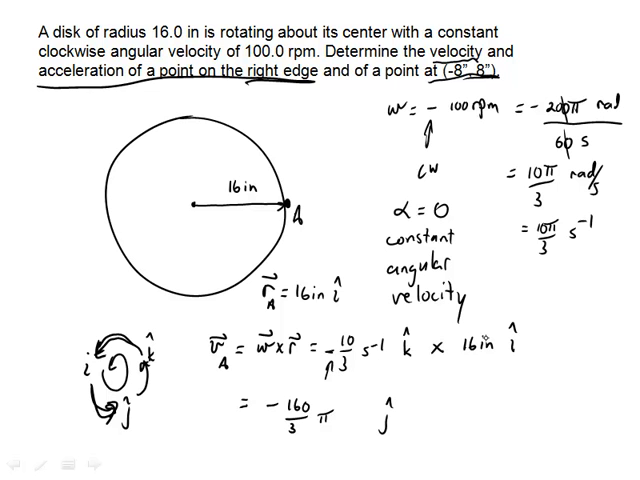Seconds to the minus 1 times inches is inches divided by seconds. So minus 160 over 3 pi inches per second J hat. J hat says it's going down. That makes sense. This is moving in the clockwise direction. So the velocity should be down.